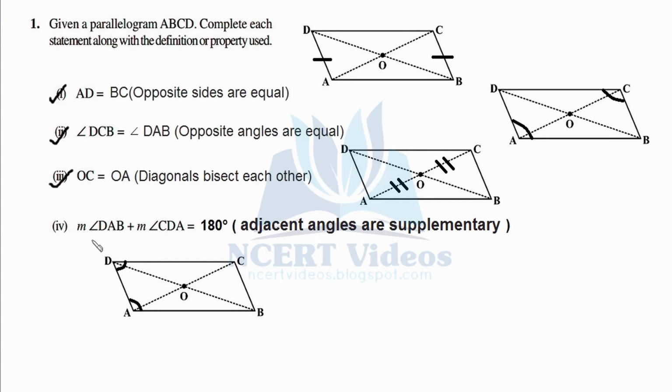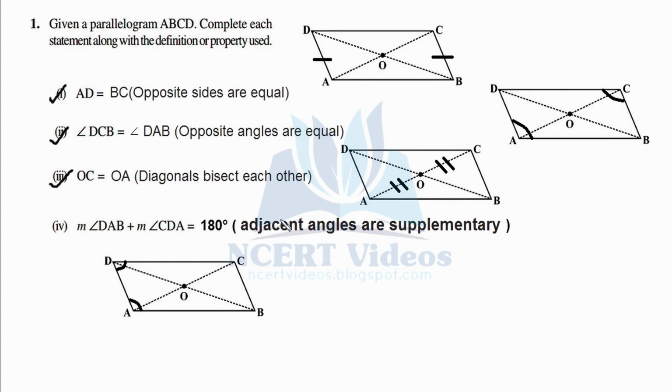It says measure of angle DAB plus measure of angle CDA will be equal to what? So let's focus on these angles. When we talk about DAB, it is this angle DAB, this particular angle. And when we will add CDA, that is CDA, this angle, that is adjacent angles. When we add them up, it gives us equal to 180 degrees. This is another property that we have learned in this exercise 3.3. And the reason being adjacent angles are supplementary.